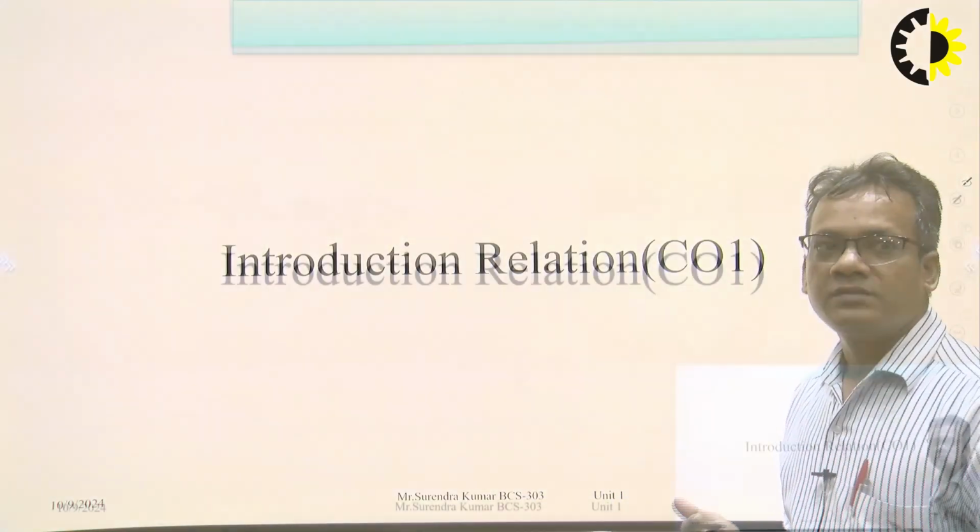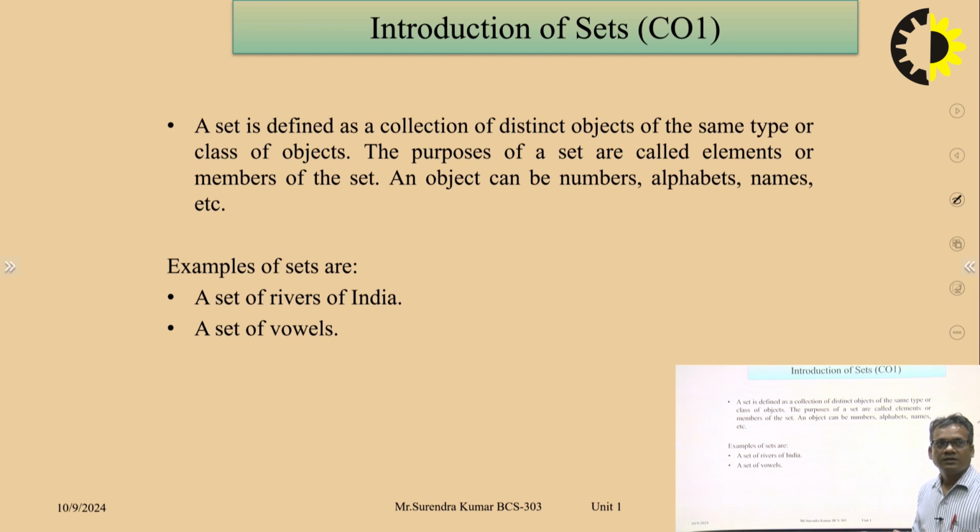So introduction of relation. उससे पहले हम जान लेते हैं कि सेट होता क्या है। तो a set is defined as a collection of distinct objects. So in a set we have distinct objects of the same type. There must be defined a type that must be same or a same class object.